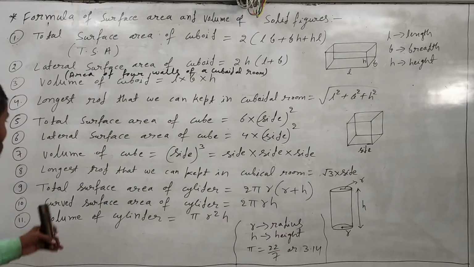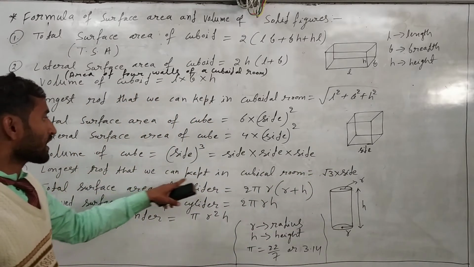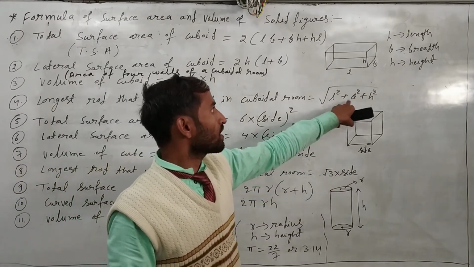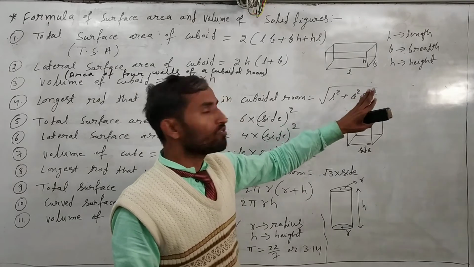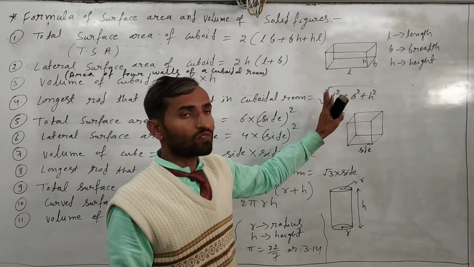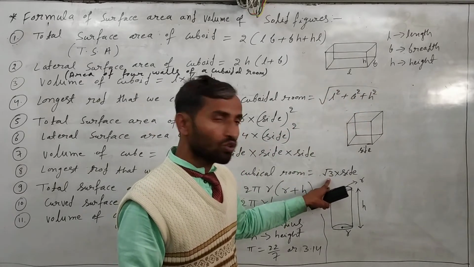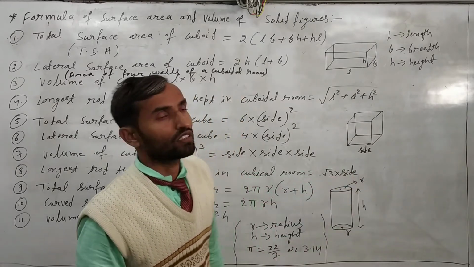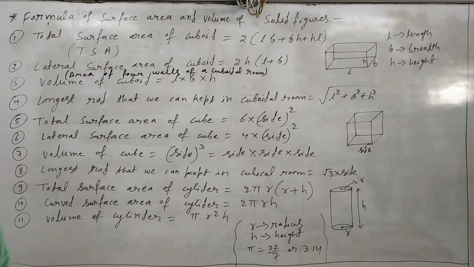Okay. Now the longest rod that we can take in a cubical room is root 3 into side. If you place the same value for each, then we will add them, and then 3 will come. Then root 3 will remain under the root, and side will come outside the root. So it will be root 3 into side. This is the formula for a cubical room.